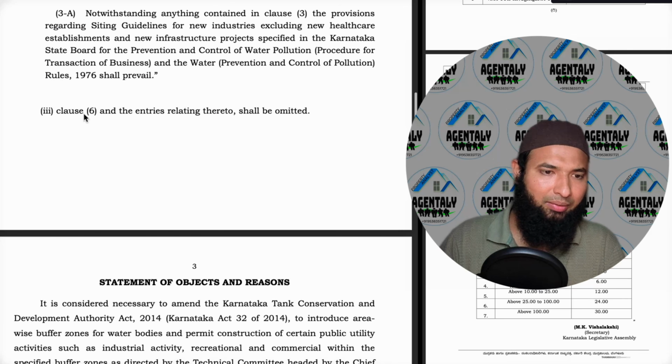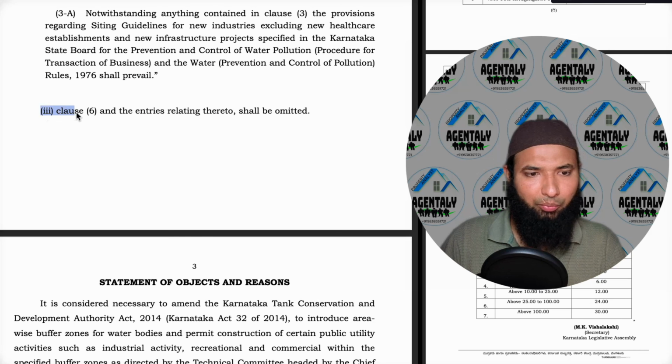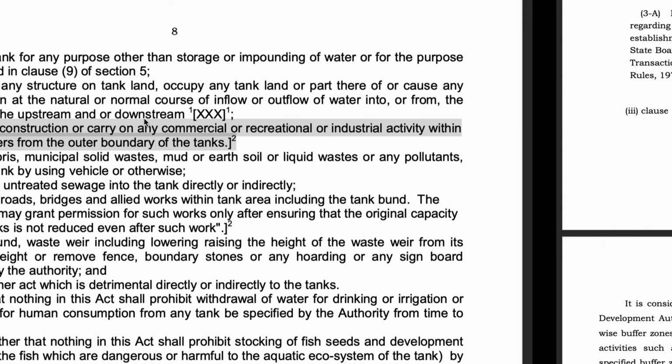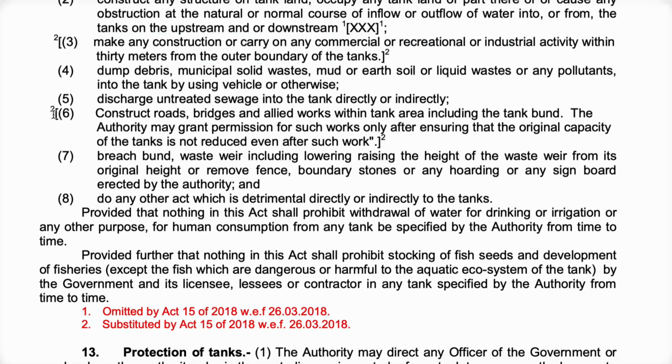I'm not understanding this. So one more clause what they are going to change is 6 subsection, and the entries relating thereto shall be omitted. So 6 what they are omitting, let us see. Construct, no person shall construct road, bridges, allied works within tank area including the tank bund. The authority may grant permission for such works only after ensuring that the original capacity of tank is not reduced even after such works. See the clause they are catch holding.